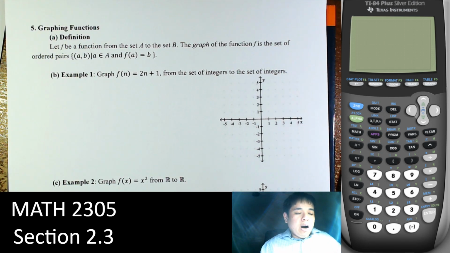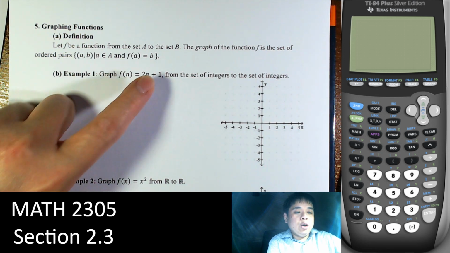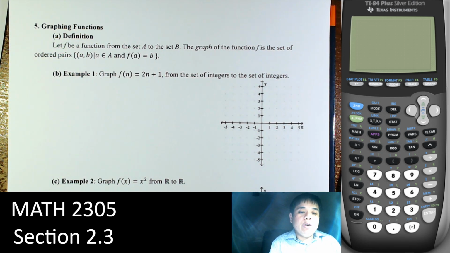Right. Graphing functions. Now, let f be a function from A to B. Then the graph of the function is a set of ordered pairs (a, b), so that a is in A and f of a is equal to b. Now graph f of n equal to 2n plus 1 for the set of integers, from integers to integers. So in that case, we just plot some points.